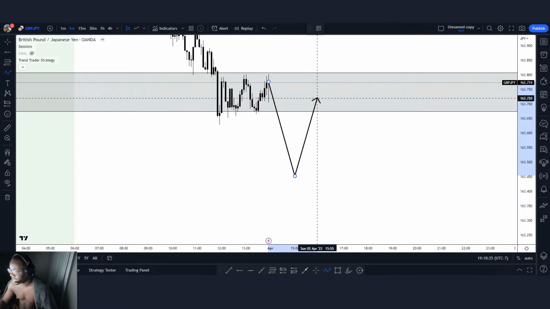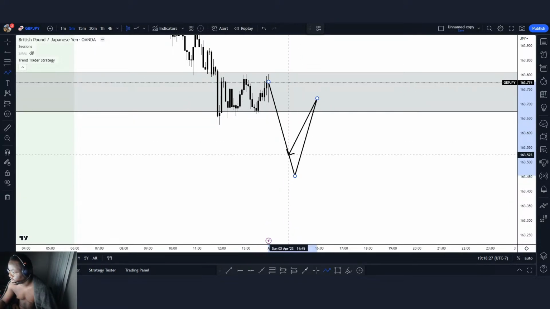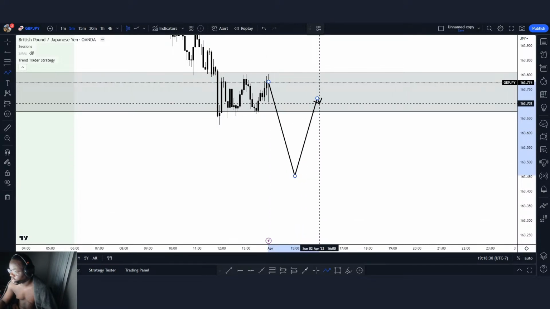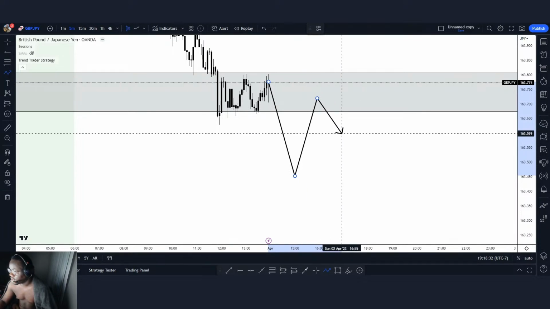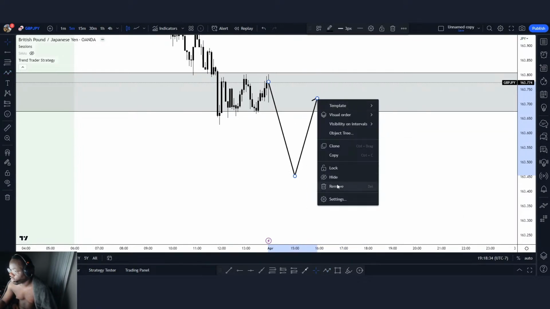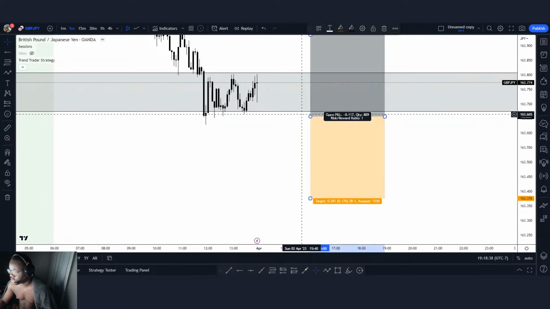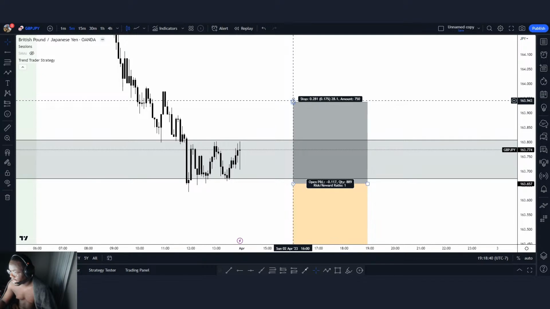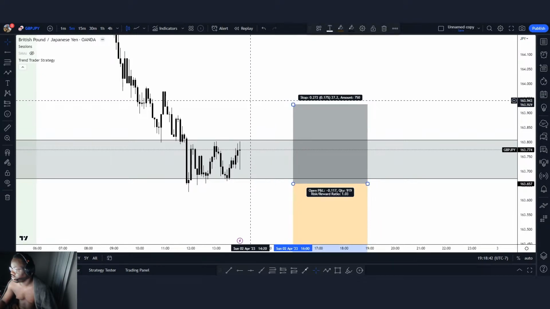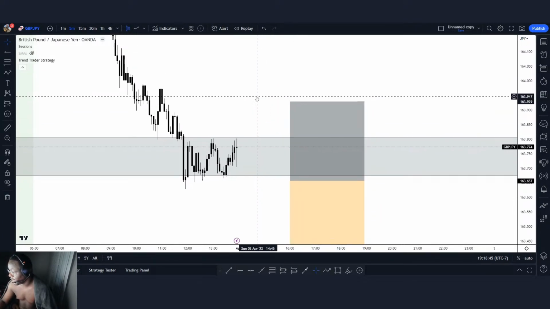I want to see price react to this level. So I want to see a break of structure, the breakout. Then I want to see price retest. I'm not entering on the retest. I want to see price break structure off the retest. Then I want to see another break of structure, and that's going to be my entry point, because that's my confirmation that price wants to continue to go lower and it's not a fake out.